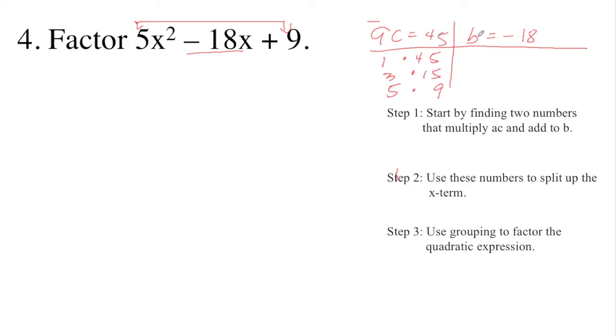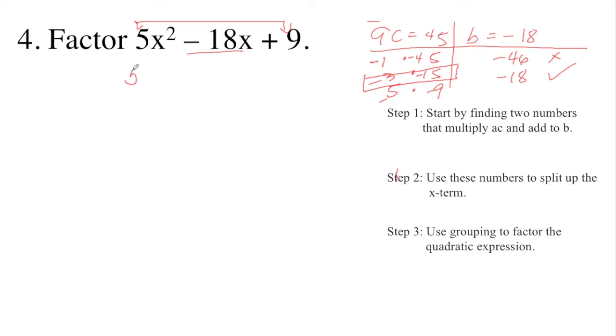This is positive and this is negative. If we add two numbers with the same sign, the sum takes that sign, and if we multiply two numbers to get a positive, therefore both are negative. And then negative 1 plus negative 45 is negative 46. Negative 3 plus negative 15 is negative 18. And we found those two numbers. And we will use negative 3 and negative 15 to split the middle term.